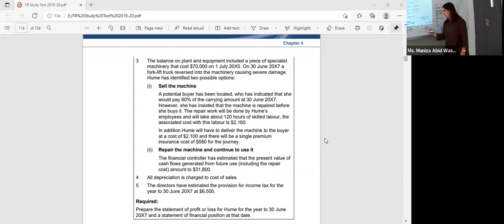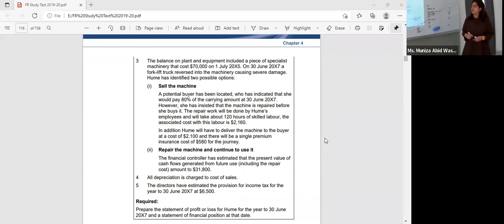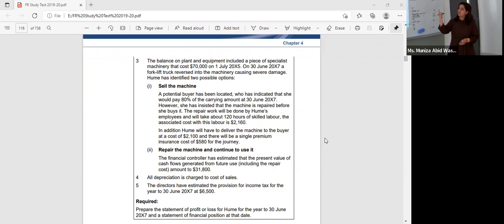35840. However, she has insisted that the machine is repaired before she buys it. The repair work will be done by Hume's employees and will take about 120 hours of skilled labor. The associated cost with this labor is 2160. So the estimated cost to sell is 2160. We are going to deduct 2160 out of it.